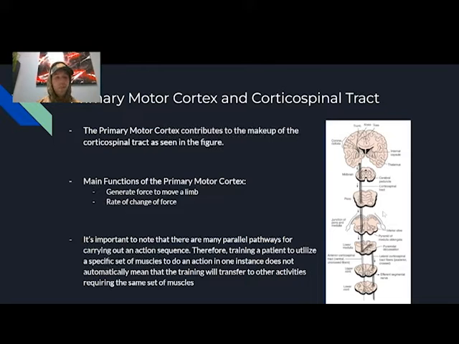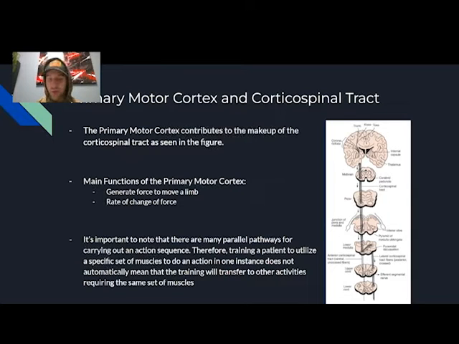Going over some of the primary functions of the primary motor cortex, they include the ability to generate force used to move a limb and the rate of change of force. It's also important to note that there are many neurons. According to a study, only specific movements activated certain neurons maximally, yet each neuron responded for a wide array of movements. So it's crazy to think how movements are so finely controlled when neurons are so broadly tuned.